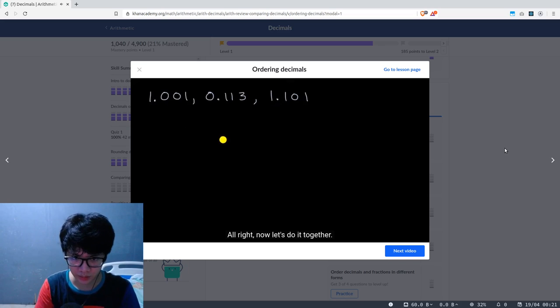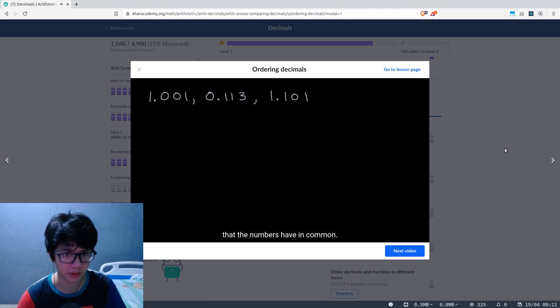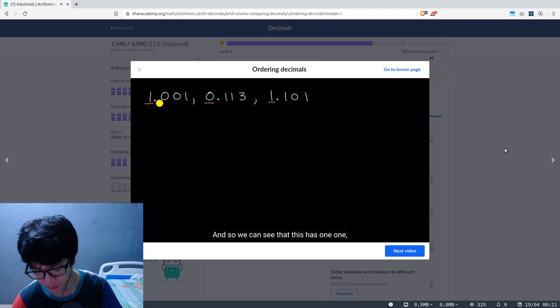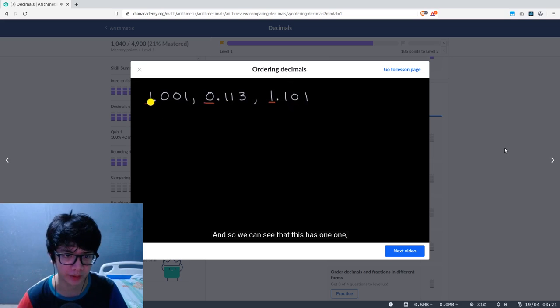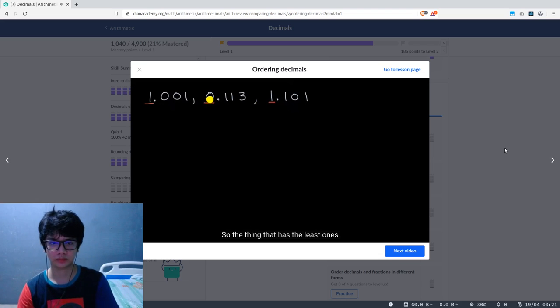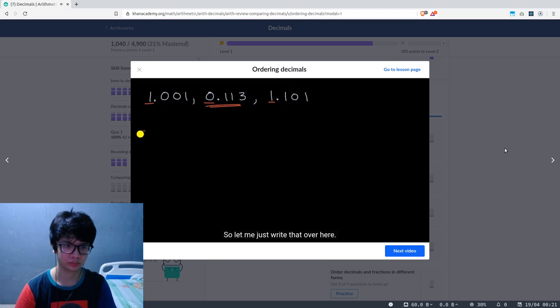All right, now let's do it together. And the way I would tackle ordering numbers is I would go to the largest place value that the numbers have in common. And so in this situation, we have a ones place value in all of them. And so we could see that this has 1, this has 0 ones, and this one has 1. So the thing that has the least ones is going to be the smallest of the numbers. So this one over here is going to be the smallest of the numbers.